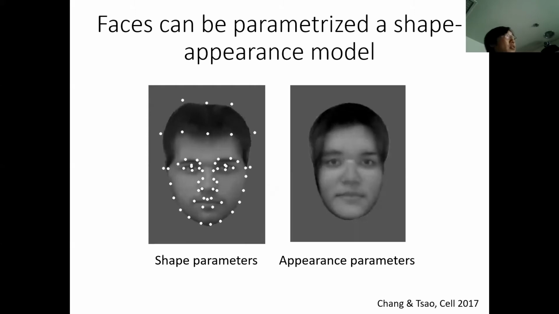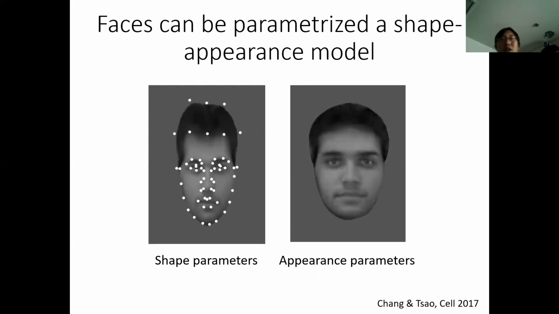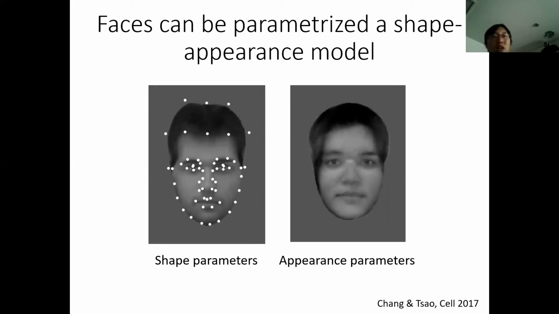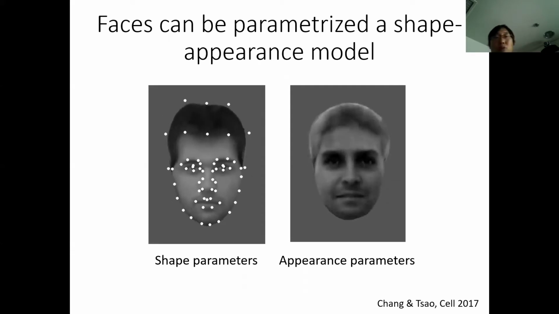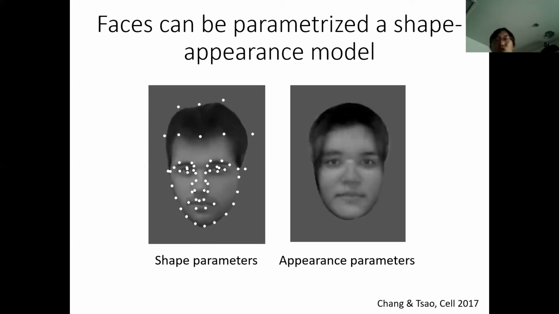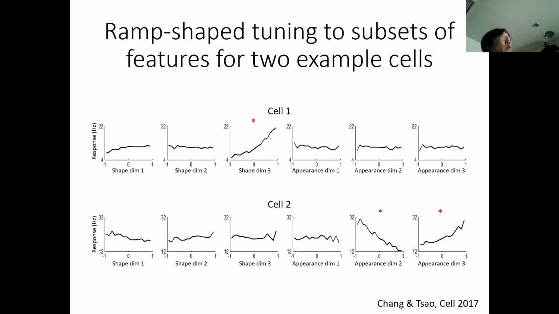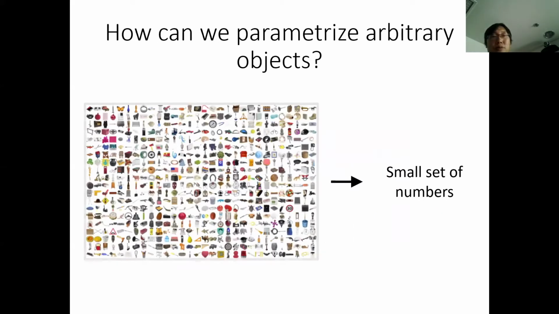For the special case of faces, our group was able to parameterize faces using a pre-existing model from computer vision called the shape appearance model, which represents the face by controlling its skeleton shape and its texture. And our group found that a single cell shows ramp-shaped tuning to subsets of these face parameters. And how can we do this for arbitrary objects? Until a few years ago, this was still an impossible problem.